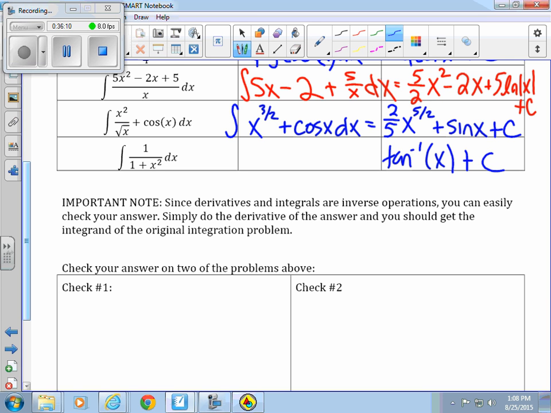I'm not going to actually do this next part, but you should. I'm not going to because I'm good at integration. But you should because you're not good at integration. What do I mean by check our answers?